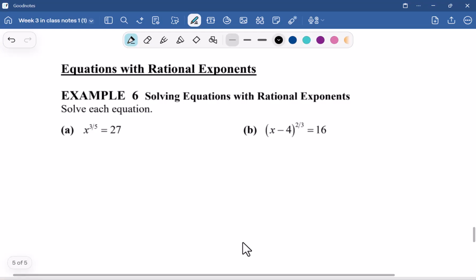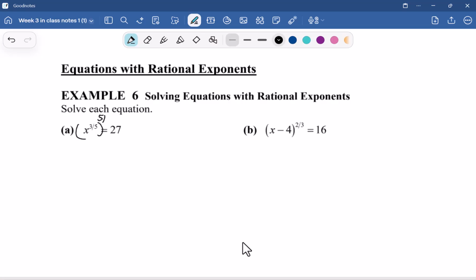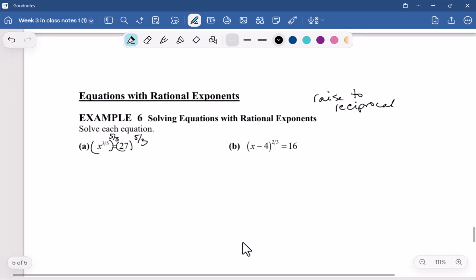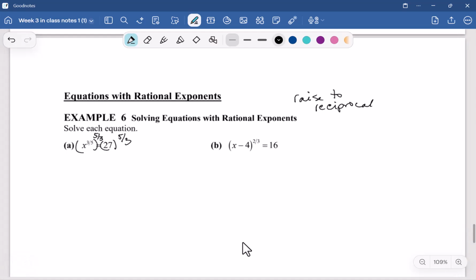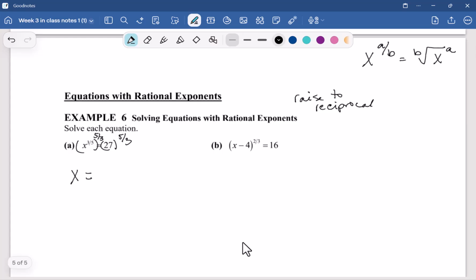Rational exponents. To get rid of a rational exponent, you raise it to the reciprocal. I'll write that down. Raise to the reciprocal. And remember that when you see to the 5/3, I didn't put this in the prerequisite stuff, I probably should have. If you have x to the a over b, that's the same as the bth root of x to the a, okay? So if you raise it to the reciprocal, everything cancels, you just have x.